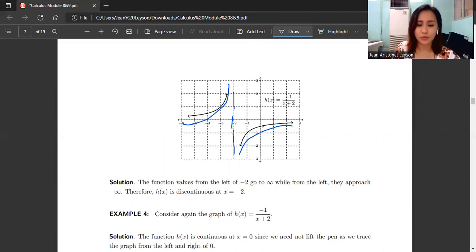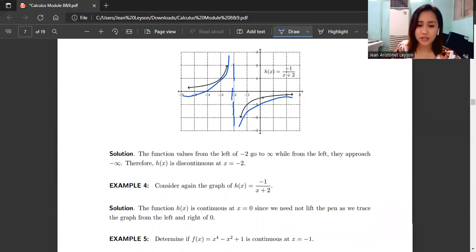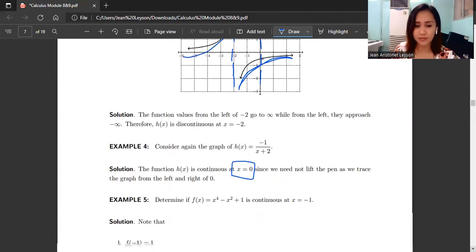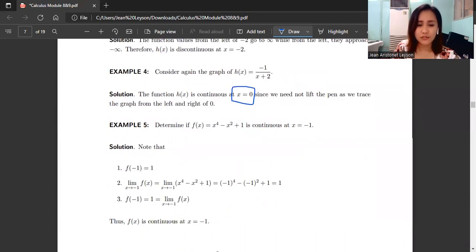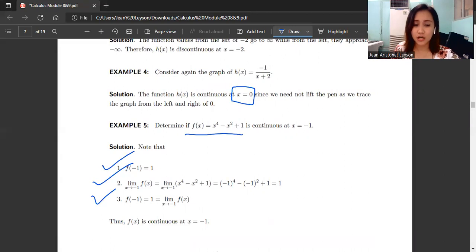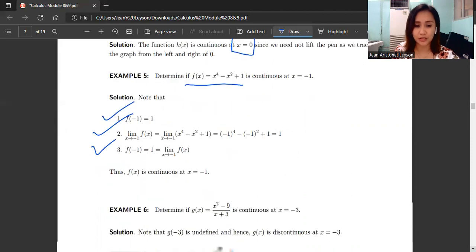But if we consider x equal to 0, which is right here, we can draw our graph continuously. So therefore, the function is continuous at x equal to 0, but not at x equal to -2. Okay. Number 5, so for this function, again, we need to make sure that all the three conditions are satisfied for us to know if the function is continuous at that certain point.